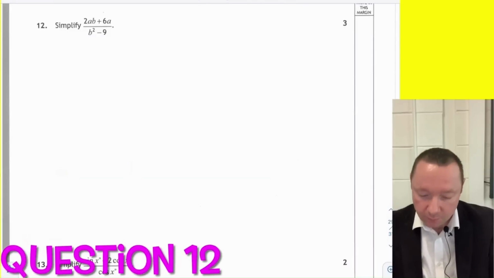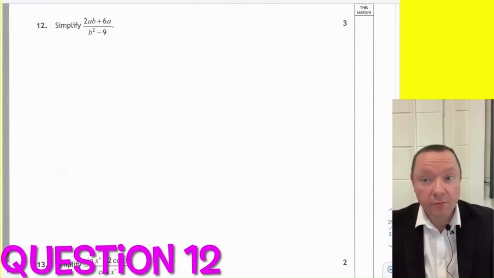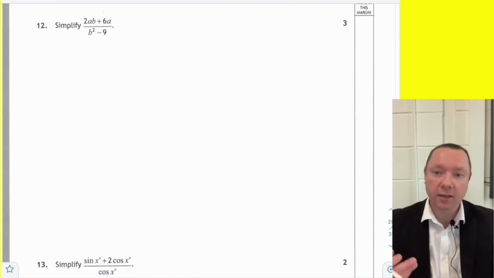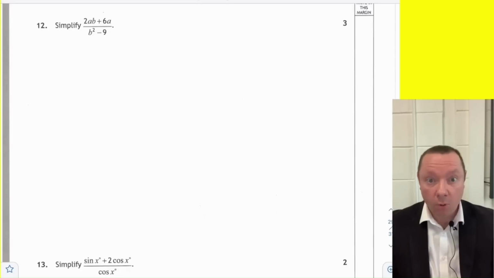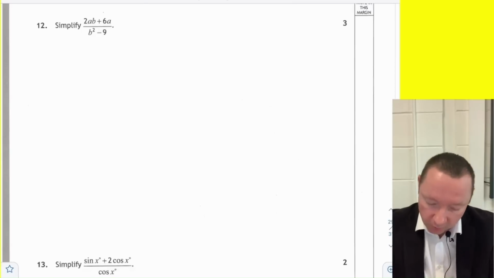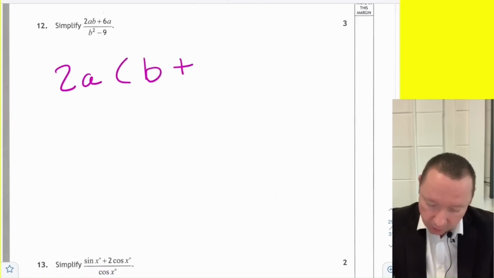Question 12, simplify this algebraic fraction. So remember, when we're simplifying, we need to factorise the top or bottom or both. So let's factorise the top. Common factor for top. I've got 2a is the common factor, times b plus 2 times 3 is 6, so 3. There's my top.